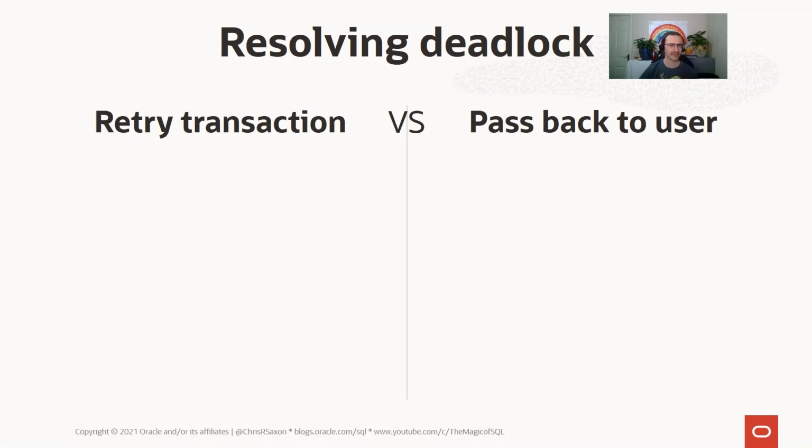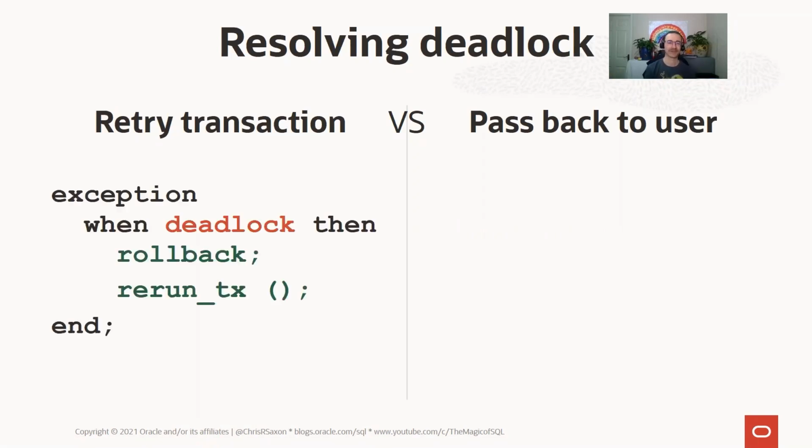So there's a couple of basic things you could do here. You could try again, basically, or just fail and tell the user something went wrong, okay? So if we try again, we'll say, if we encounter a deadlock exception, roll everything back and rerun the whole transaction. Sounds pretty good, right? Well, maybe, maybe not, okay?